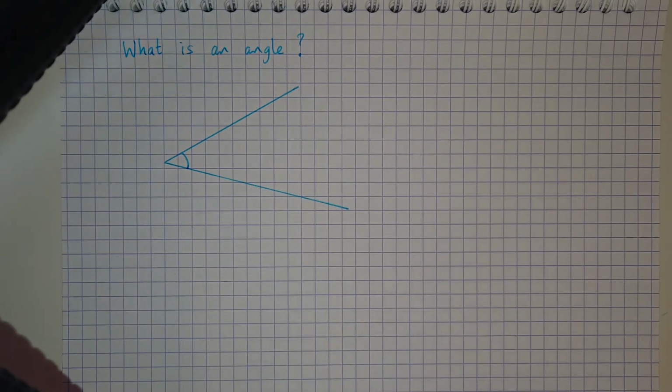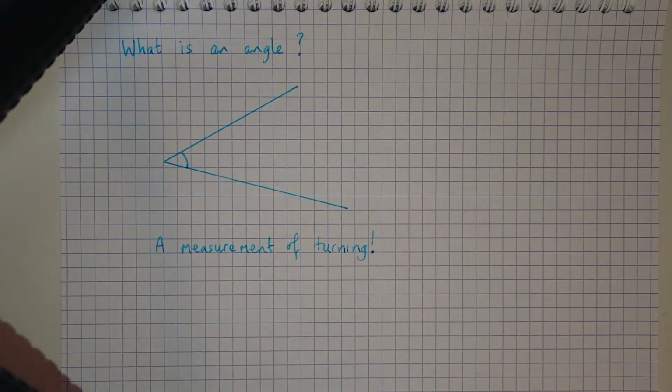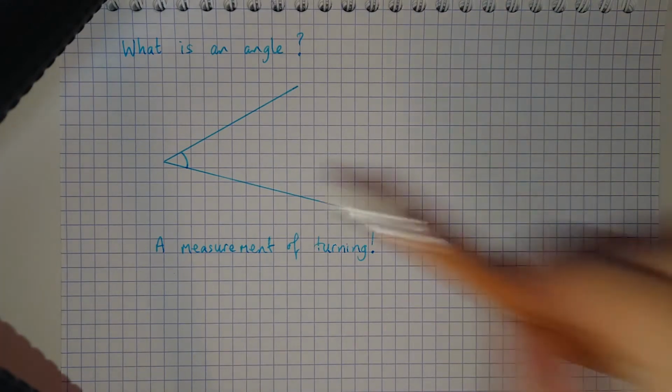Common wrong answers to this question are things like it's the space between two lines, or it's the gap between two lines. That's not really what an angle is. An angle is simply a measurement of turning. If you think about it, we have ways of talking about how long a line is. We have ways of measuring time or weight. But what if you want to measure an amount of turning? And the way you do that is with an angle. So it's a measurement of turning.